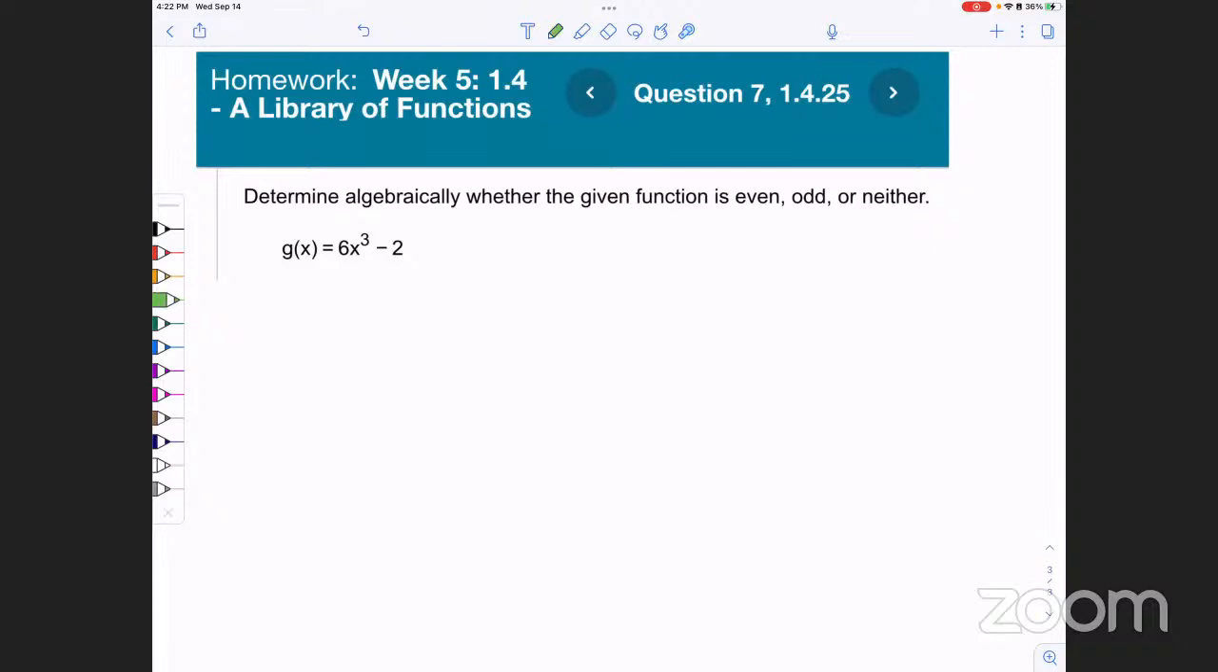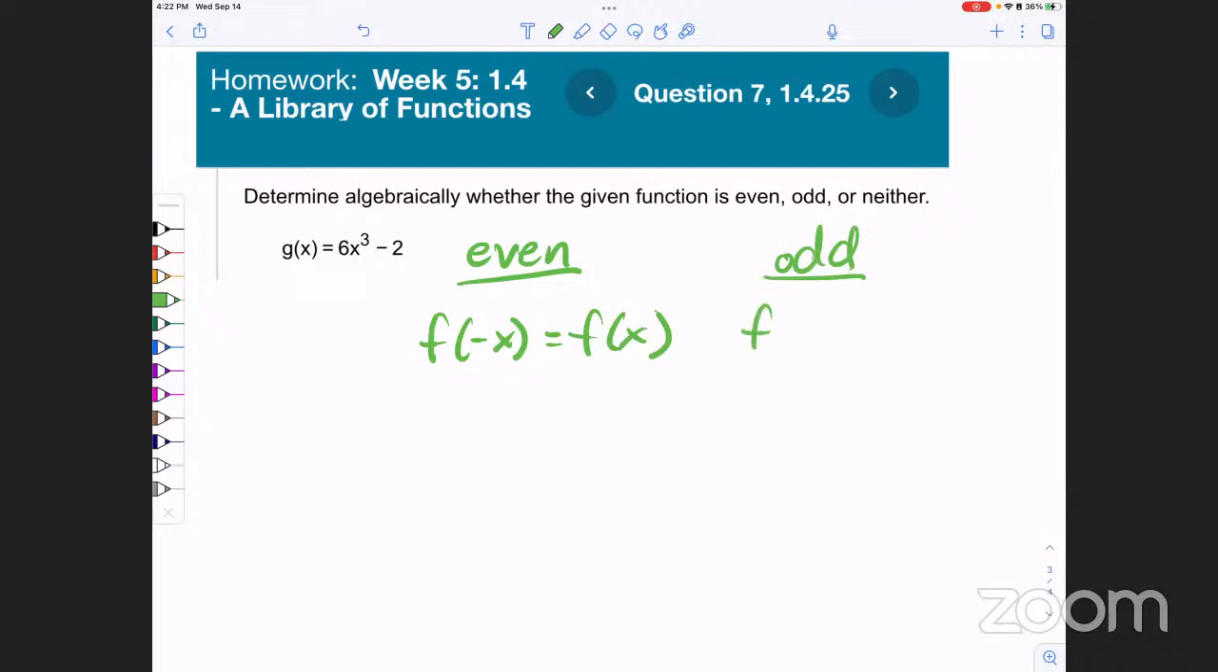Let me start by showing the definitions of even, odd, or neither. The definition of a function being even means that when we evaluate f of negative x, we get back the original. The definition of a function being odd means when we evaluate f of negative x, we get negative times the original.